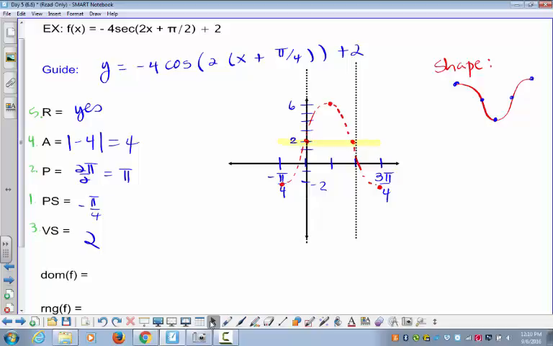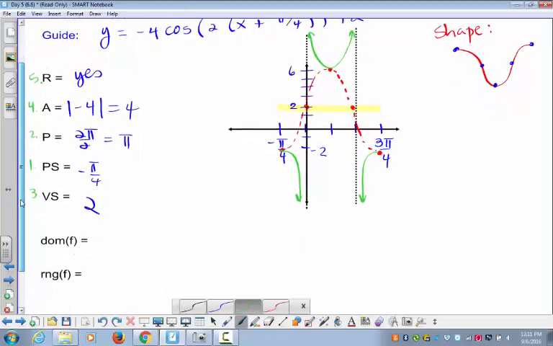Now we put in the arches. We've got a full arch right in the middle. Let's use a different color right there. We have a full arch right there. And we have a couple of broken arches there and there. That'll be our first period of the transformed secant. So that's the first period.